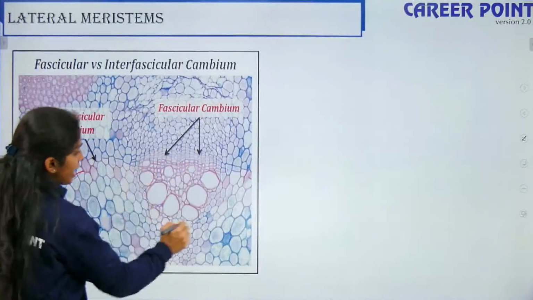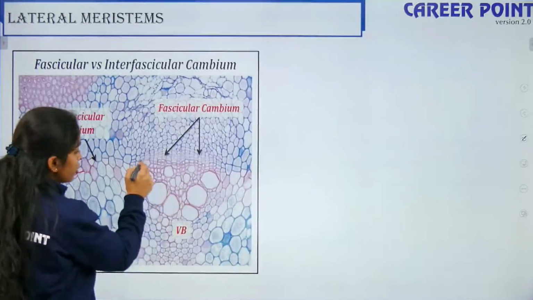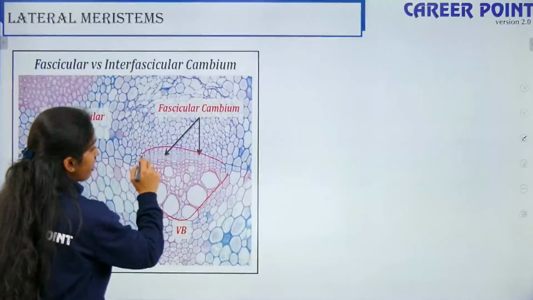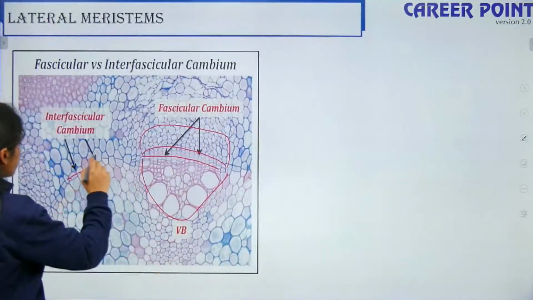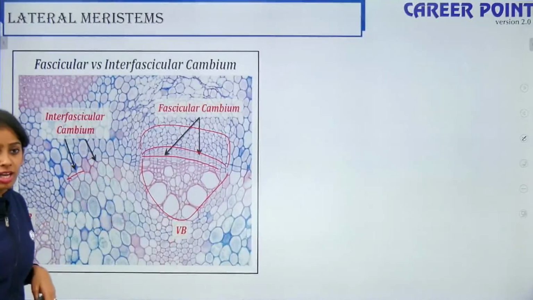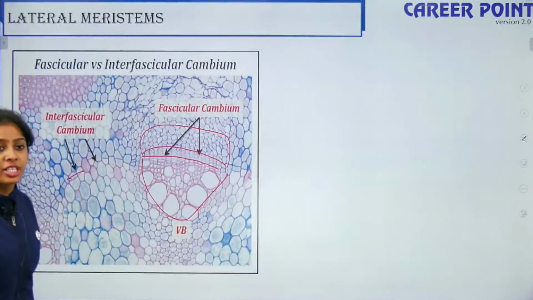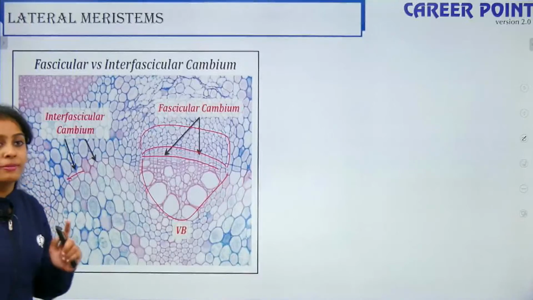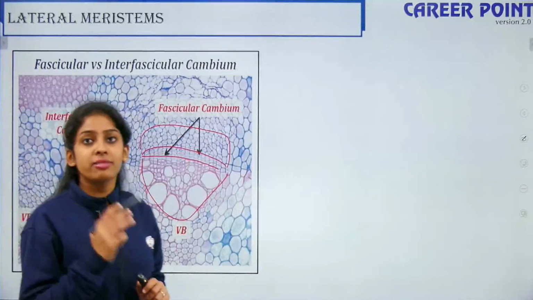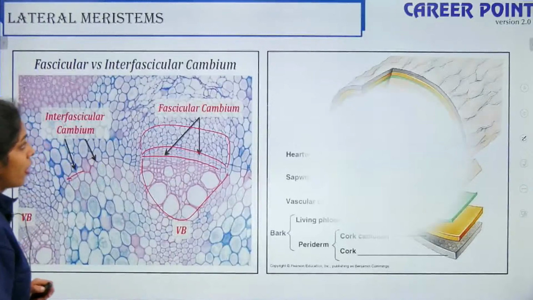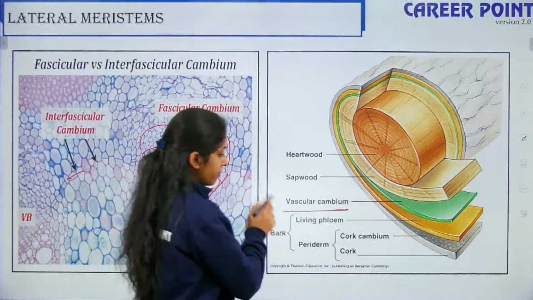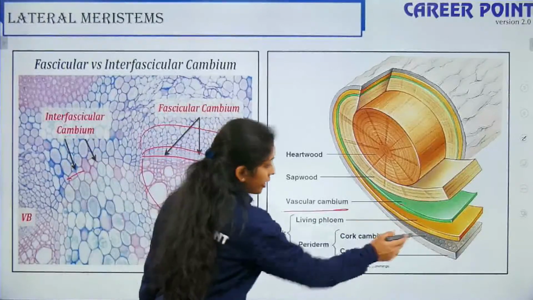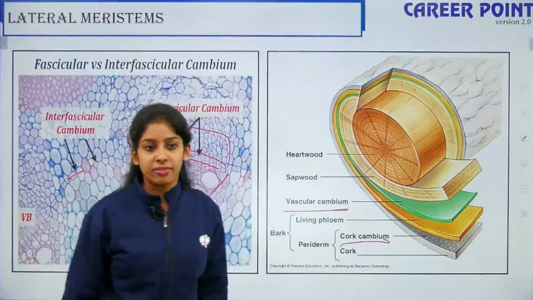So this is your vascular bundle. You have your xylem here, you have your cambium here, and you have your phloem here. And this is the space between your two vascular bodies, so that is your interfascicular cambium. So the examples are important for your secondary meristem and your primary meristem. If you can see, this is your vascular cambium, this is your cork cambium. So these are your secondary developments.